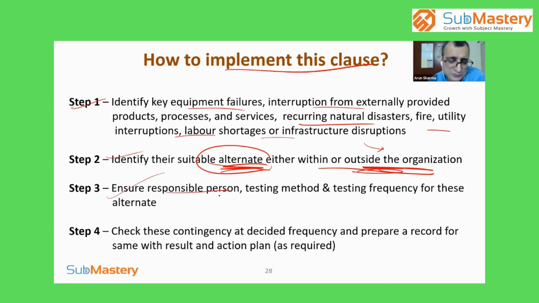Ensure a responsible person, whosoever you define. Testing method: there should be some testing method. The testing method could be actual testing, or a documentation check, that kind of testing, and frequency. Check this contingency at the decided frequency and prepare a record of the same with result and action plan. Okay, if any action plan changes are required, keep a record of that. So this is very, very important. The whole idea is that the contingency plan is not dead, it's a live document.